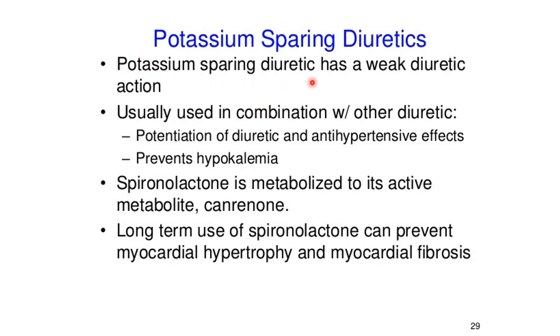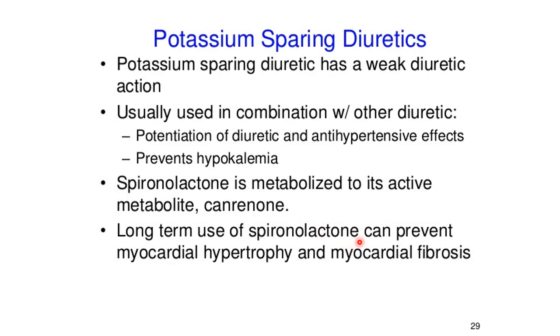Potassium sparing diuretics usually have a weak diuretic effect, so we can combine them with other diuretics to increase their effect. Number two, you know well all other diuretics cause loss of potassium and cause hypokalemia. But when we use these potassium sparing diuretics, we can potentiate their effect as well as prevent this hypokalemia. Similarly, spironolactone is metabolized to its active metabolite canrenone.